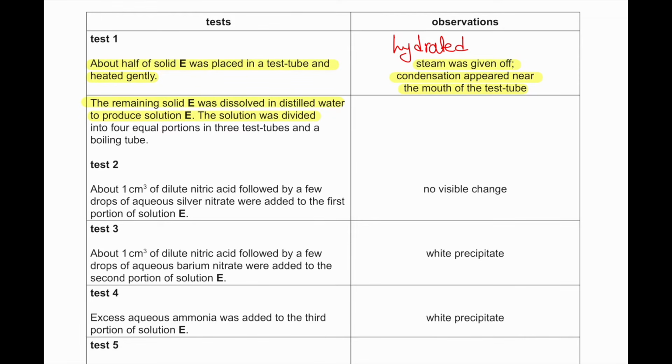The solution was divided into 4 equal portions in 3 test tubes and a boiling tube. About 1 cm cube of dilute nitric acid followed by a few drops of aqueous silver nitrate were added to the first portion of solution E. So nitric acid followed by silver nitrate is a test for either chloride, bromide, or iodide, as in general halide present. The result is no visible change. So we can say no halide present.